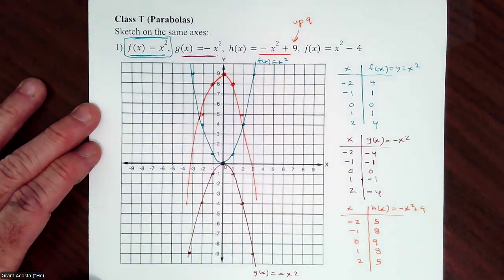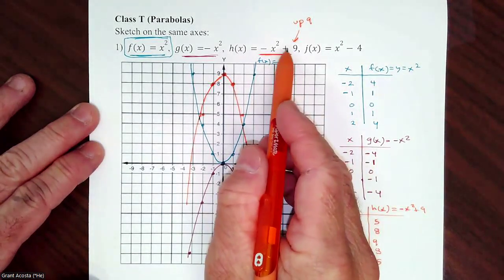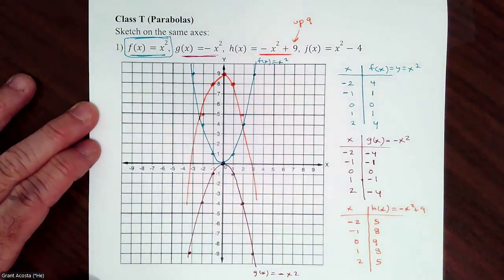Some of you know there's this idea of graph transformations. When you see a number hanging out at the end of a function that you already know the graph of, that's just going to lift your graph up or down.